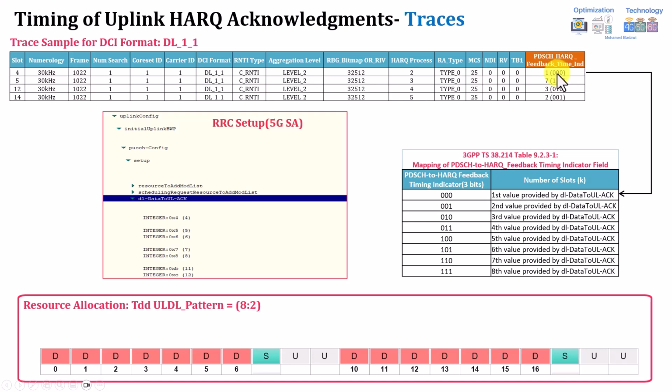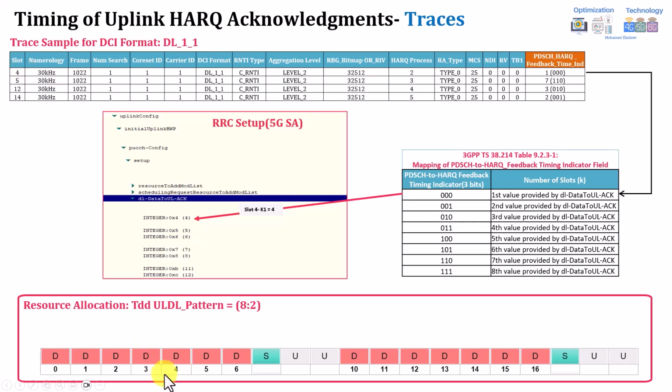So once he gets this one, which is 3 0, he will go and check the 3GPP tables. He will find this 3 zeros is referring to the first value. It's telling him, take the first value. This will be your information to be sent in the uplink. How? Let's see. The first value here is saying 4. This means you need to send the uplink for slot 4 after 4 slots from slot 4.